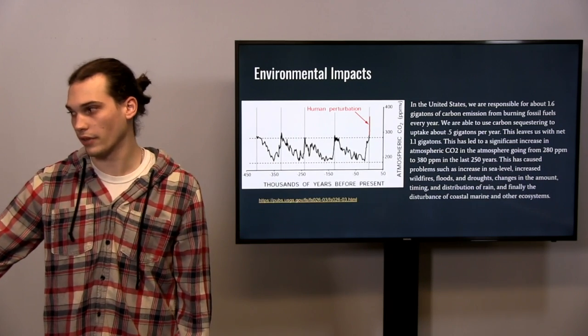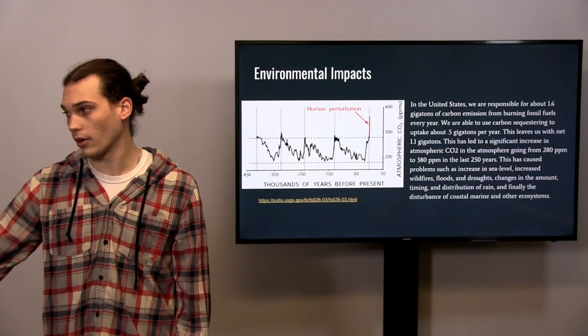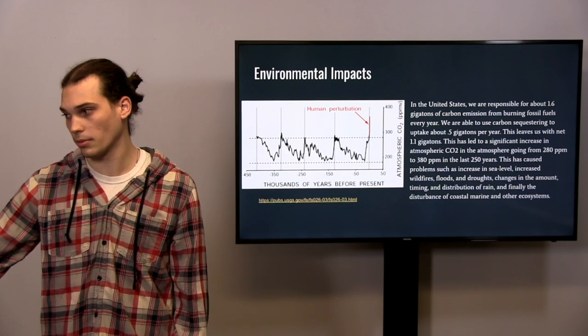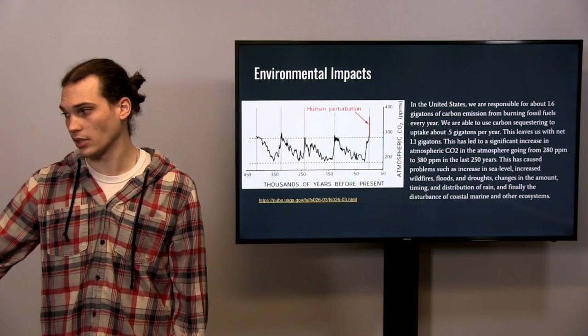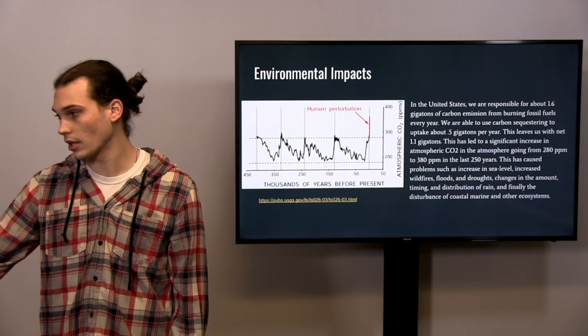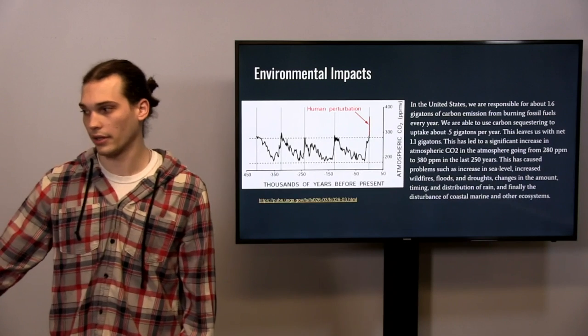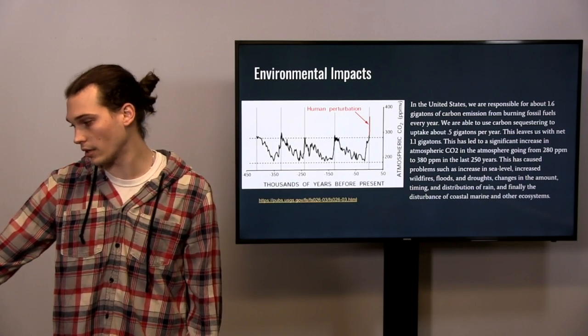This has led to a significant increase in atmospheric CO2, going from 280 parts per million to 380 parts per million in the last 250 years. This has caused problems such as increase in sea level, increased wildfires, floods, and droughts, changes in the amount and timing and distribution of rain, and finally the disturbance of coastal marine ecosystems and organisms.